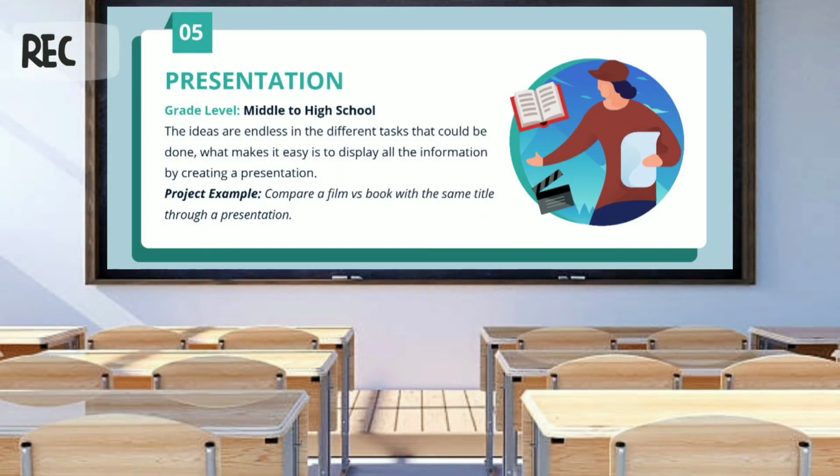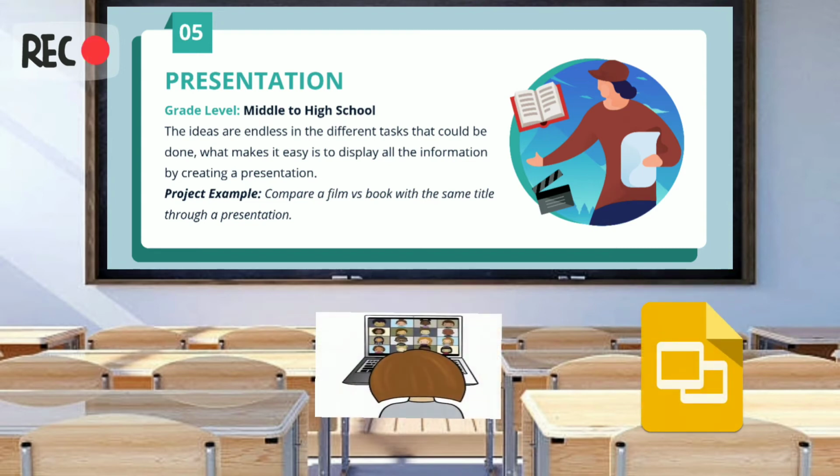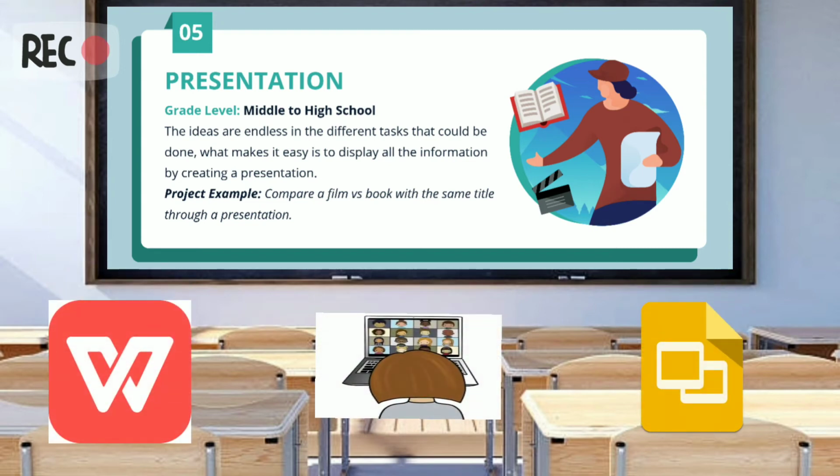Number 5. Presentation. Grade level: middle to high school. The ideas are endless in the different tasks that could be done. What makes it easy is to display all the information by creating a presentation. Project example: compare a film versus a book with the same title through a presentation. The best tools for this are WPS Office, PowerPoint, and Google Slides.